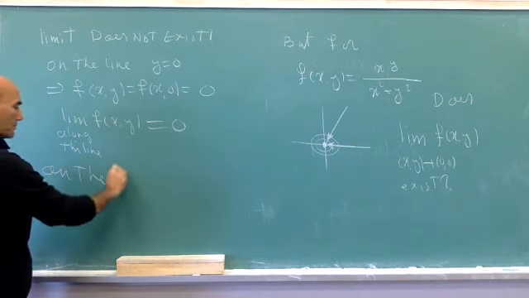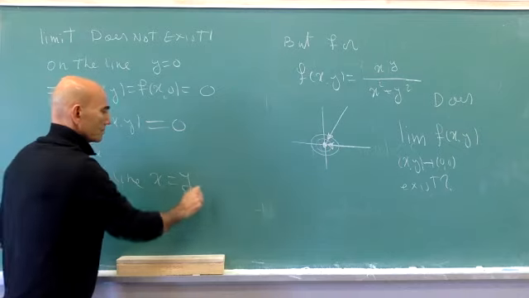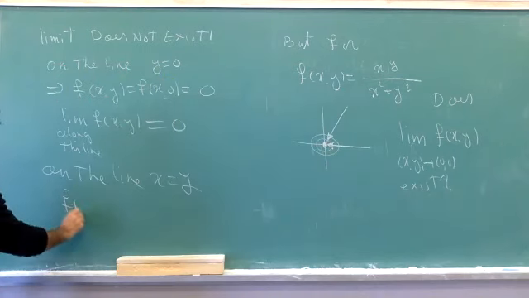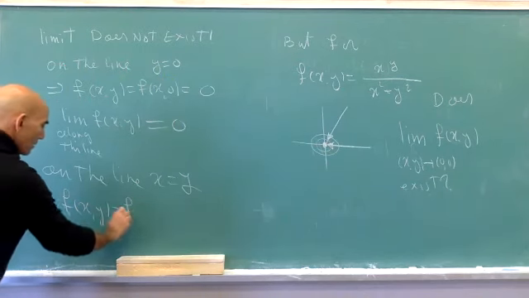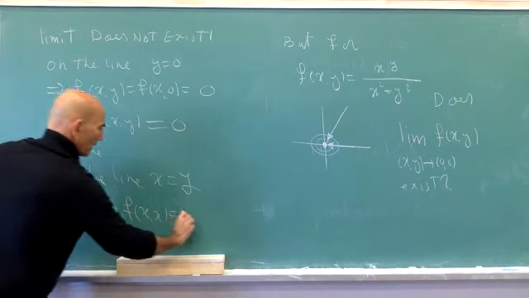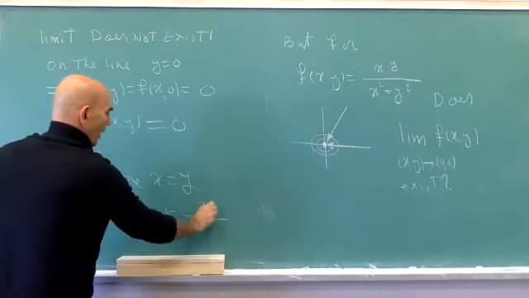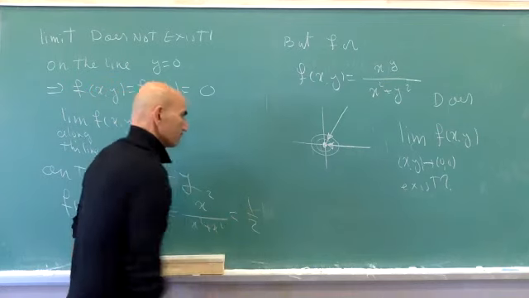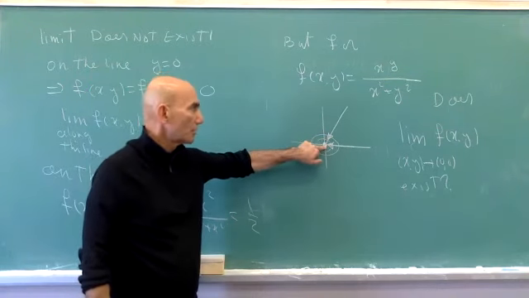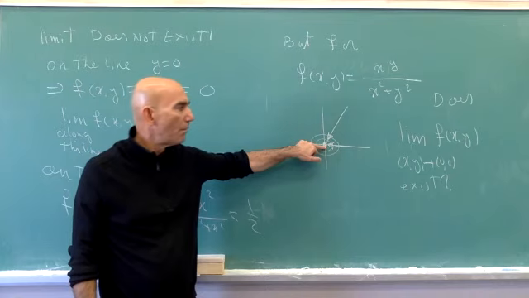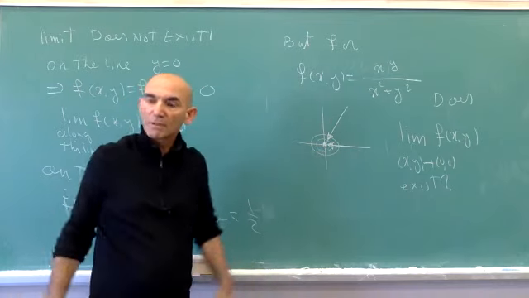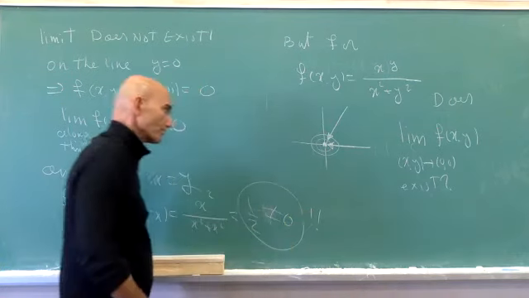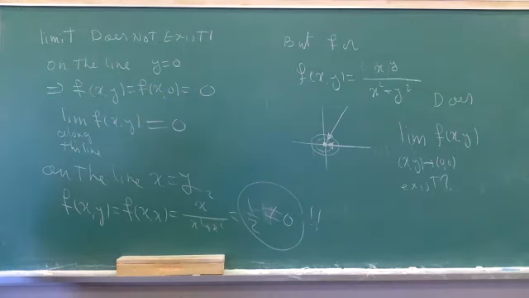Well, then what do we have? We have f(x,x). You put x equal to y, and you get x squared over x squared plus x squared. That is just the constant one half. So along this line, you're approaching the value one half. It's actually constant one half. So this is different from 0. So the limit does not exist.